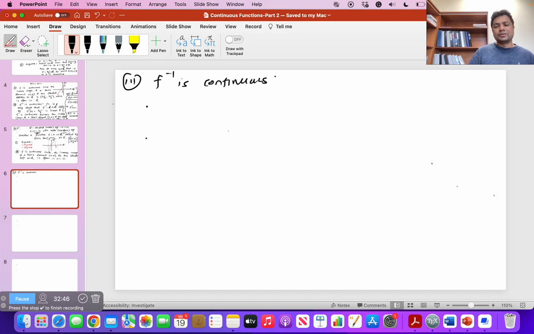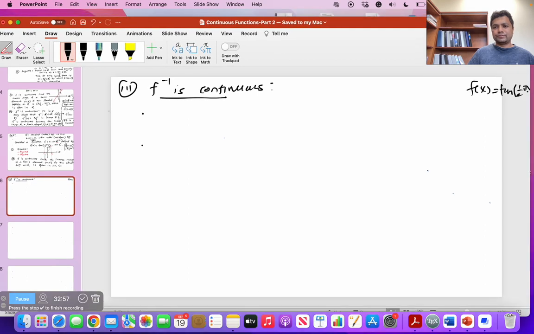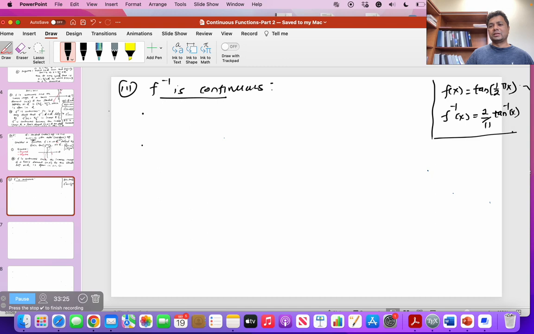So we can find the inverse of the given function. Our function is f of x equal to tangent of 1/2 pi x. And you can compute the inverse of this function. If you compute the inverse of this function, you're going to get 2 over pi tangent inverse x. So that is going to be the inverse of this function.